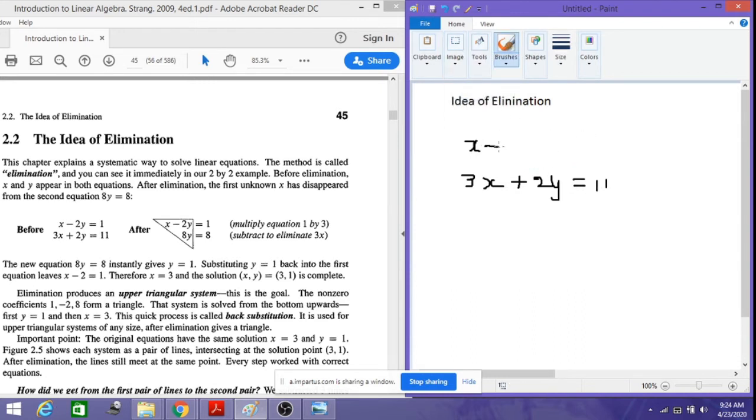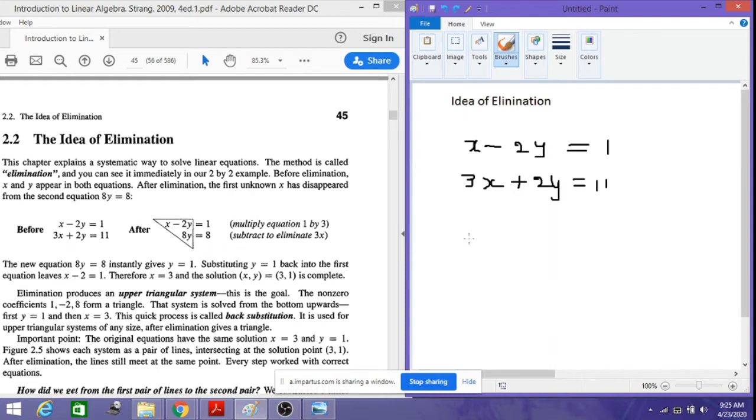So it is x minus 2y equal to 1. So now the step is that we have to bring this. Now if I write these coefficients here, the coefficients are 1, minus 2, 3 and 2. So I have to bring these coefficients, or the matrix, into a triangular form. So how to do that?